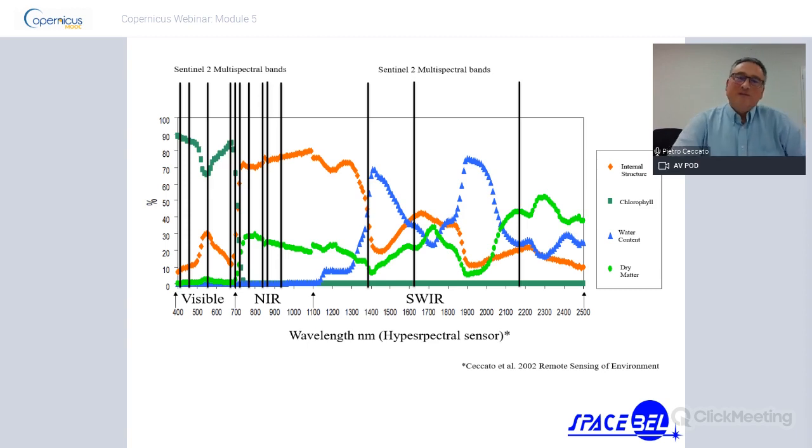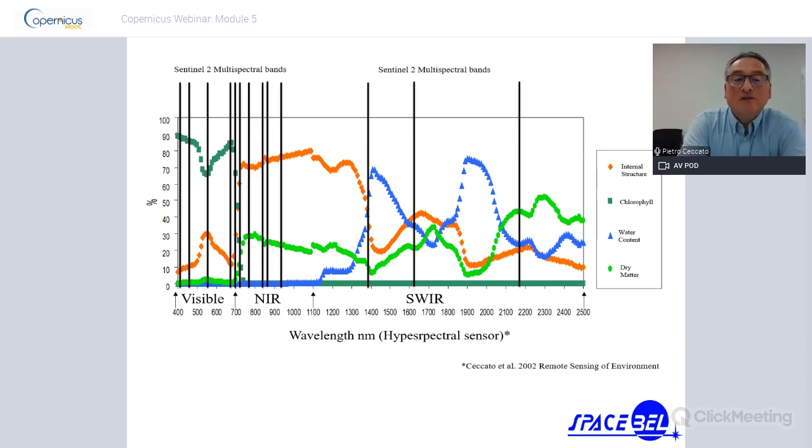You should know that Sentinel-2 has 12 bands. On this graph, the bands are represented by the black vertical lines. Those are the bands of Sentinel-2. I put here the full spectrum from the visible, 400 nanometers, to 2500 nanometers. So that's what you can see: the blue color, the green, then the red, then the near infrared, and then the shortwave infrared. And the four colors here, in blue, this is the water content.